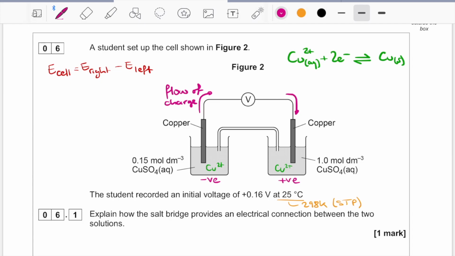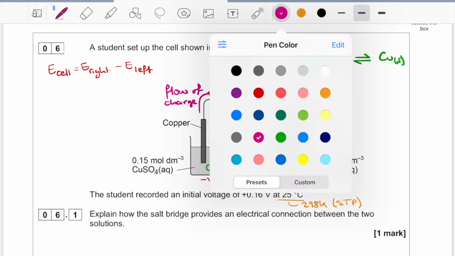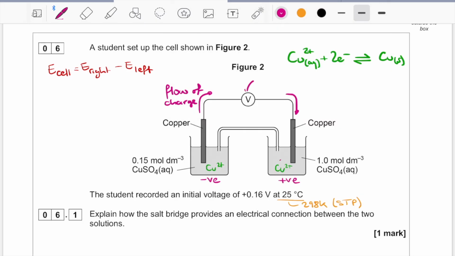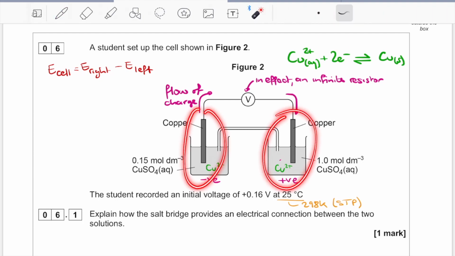Now, of course, they don't actually flow, not in this setup anyway, because of that voltmeter. It's important to remember that a voltmeter is, in effect, and I'm not saying it's literally this, but we can think of it like this, an infinite resistor. So we are measuring the maximum potential difference, but the current isn't actually going to flow when the voltmeter is in series. The voltmeter is in series for a purpose: to be able to measure the maximum potential difference between those two half cells.